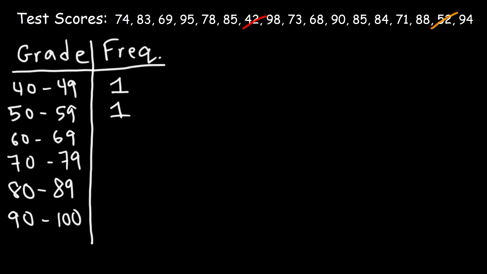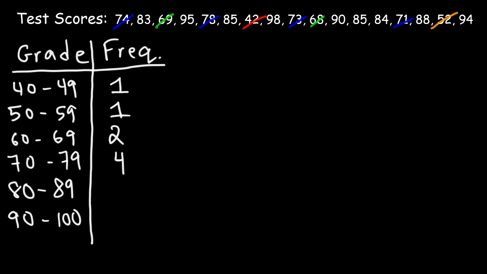Now, how many students received a score between 60 and 69? So let's see, we have 1, 2, and that's all I have right now. So 2 students received a score between 60 and 69. Now what about in the 70s? We have 1, 2, 3, so 4 students received a grade between 70 and 79.